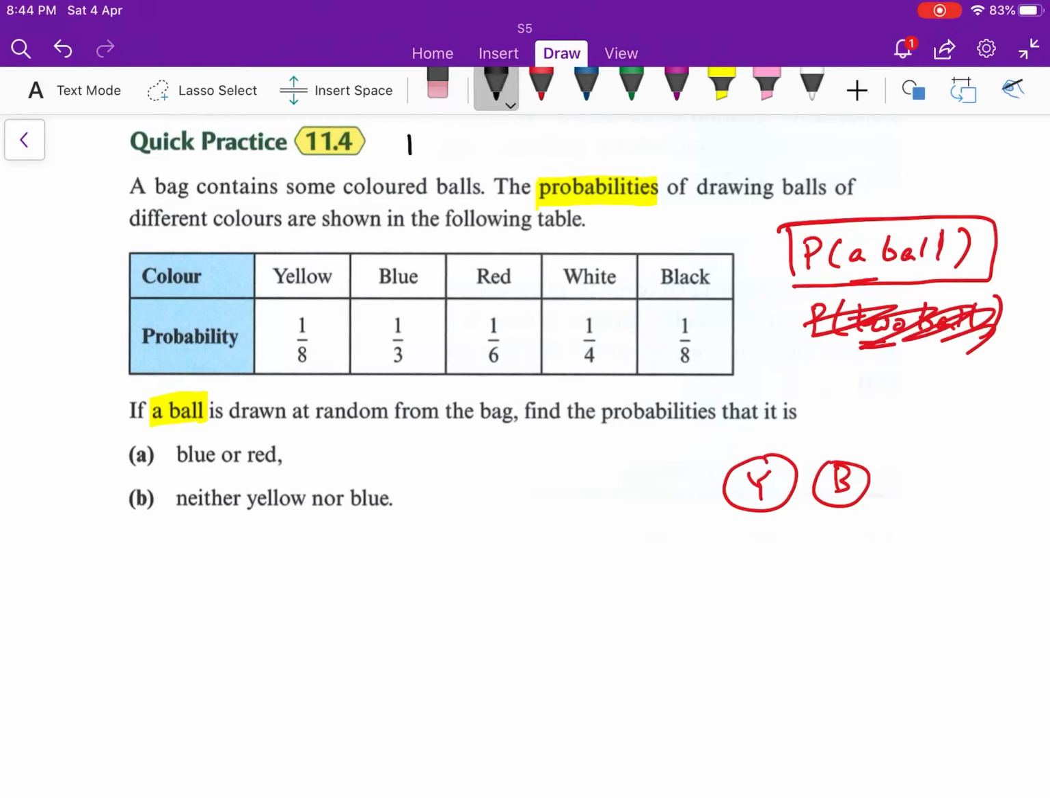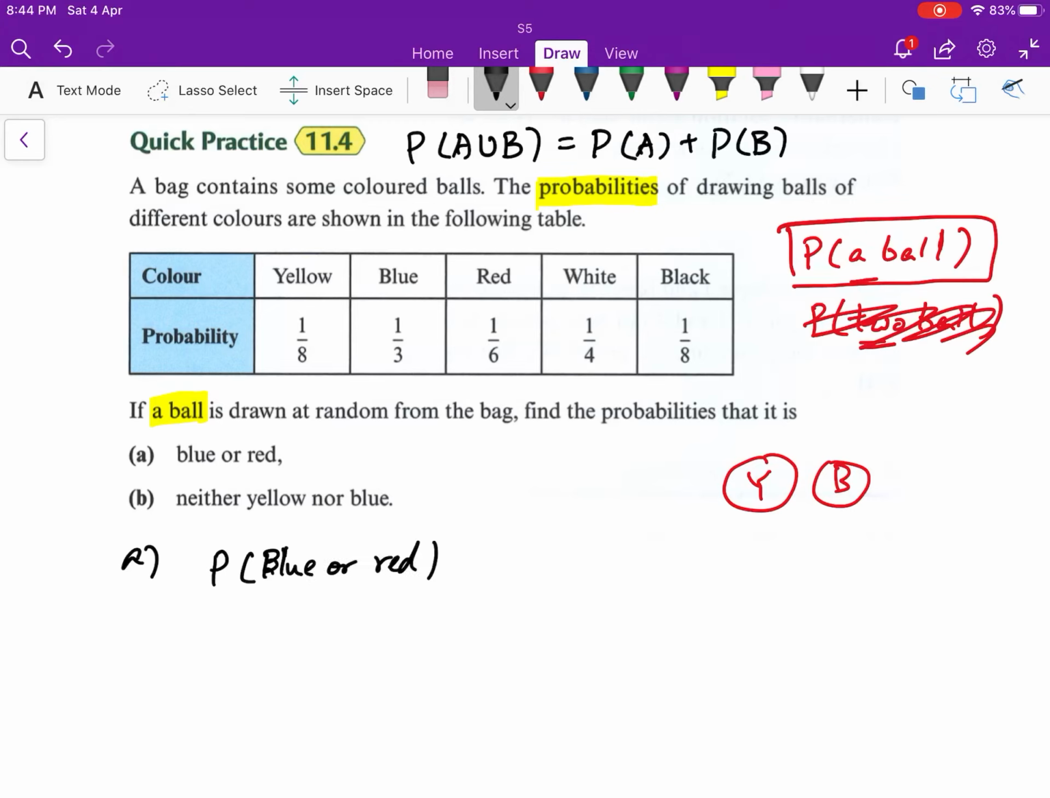So if this is a mutually exclusive question, your formula will be probability of A or B will equal to probability A plus probability B. Okay, so A part very easy. Yes, we want to find the blue or red, right? So what you need to do is probability of blue or red will equal to probability of blue plus the probability of red. So they already give you the answer, 1/3 plus 1/6. Okay, so the answer will be 1/2. This is your A part answer.